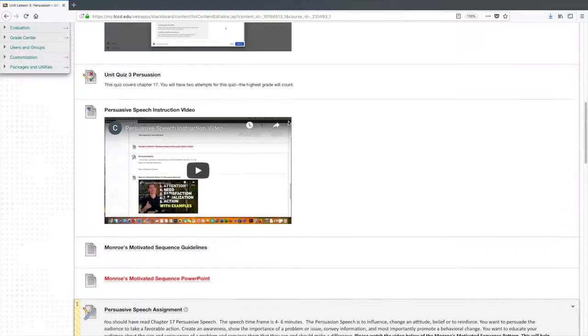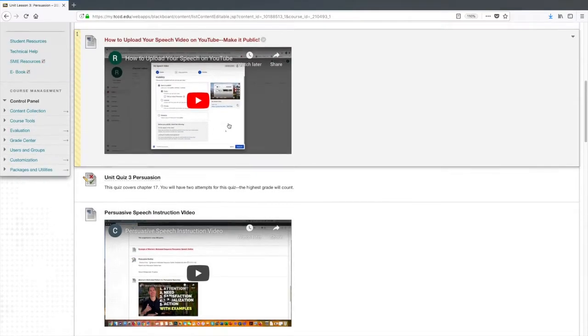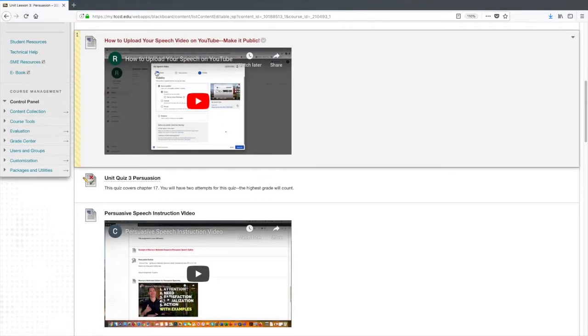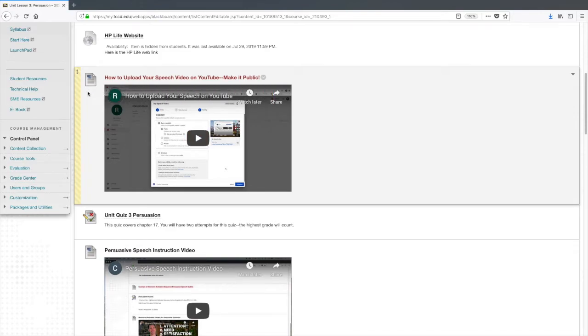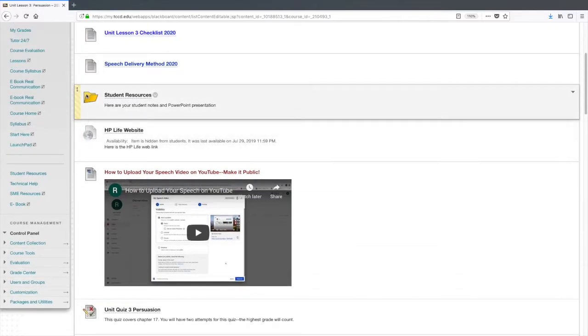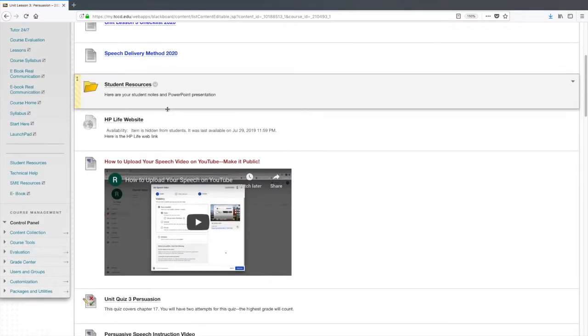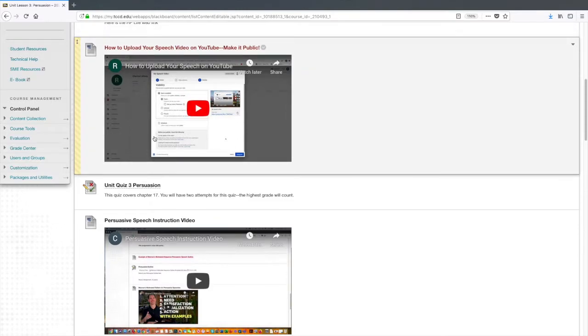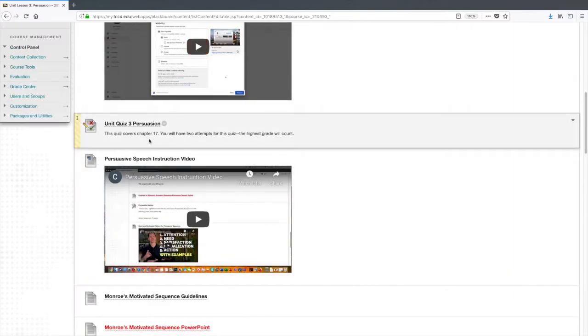Hello students, we're now in unit lesson 3 and I'm going to go over instructions pertaining to the persuasive speech, which is not much different. You still have the same speech delivery method and make sure that you are reading your chapter. This unit only has one chapter and it discusses the persuasive speech. It covers chapter 17. The unit quiz 3 has only one chapter, so make sure you read this chapter.